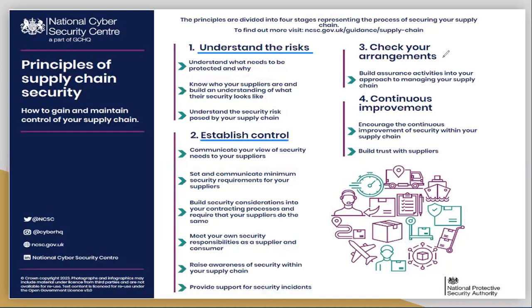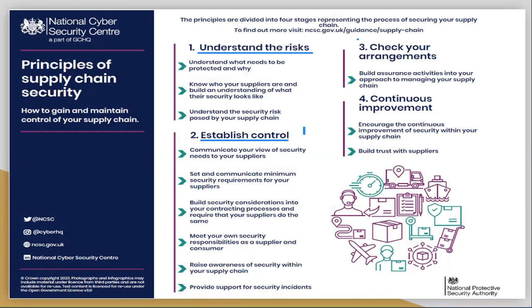Then, thirdly, you check your arrangements. This one is also a very proactive framework in the sense that it expects you to build in activities to ensure that the controls you established at number 2 are being implemented here. So it's just your checks, your auditing. Then finally, the 4th level, that's your continuous improvement of the security process. So that is a high-level view of the NCSC principles of supply chain security.